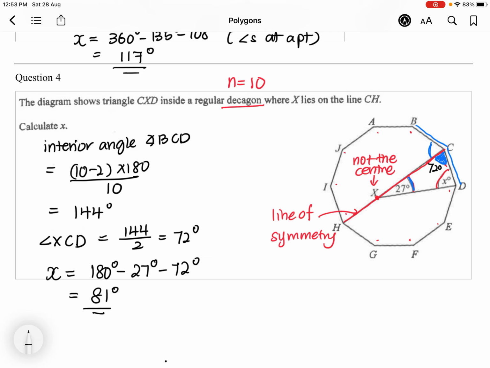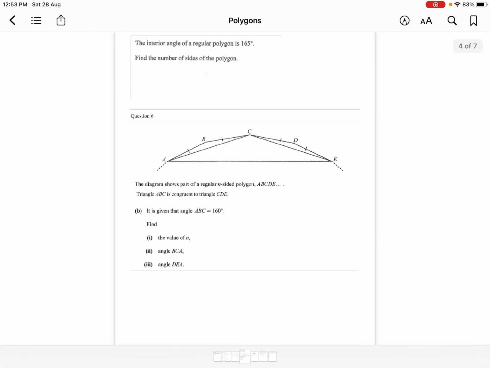Have you gotten the answer? So the thing to take note, do not make any assumptions that x is a center. Do not assume that this is an isosceles triangle. And next, also look at the diagram, observe, and you can see that CH is actually a line of symmetry. Alright? Okay, we shall move on to the next question.